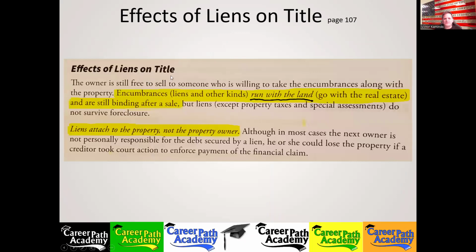All right, so effects of liens on the title. Well, encumbrances, liens, and other kinds, they run with the land. So, could you buy a property that has liens on it without clearing them up?